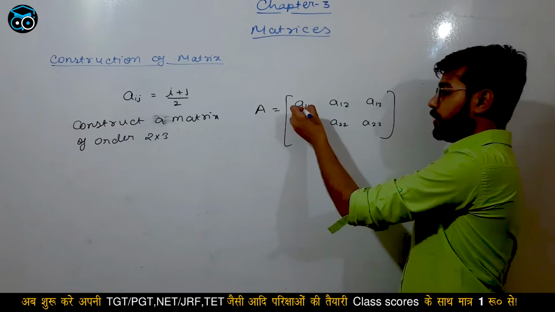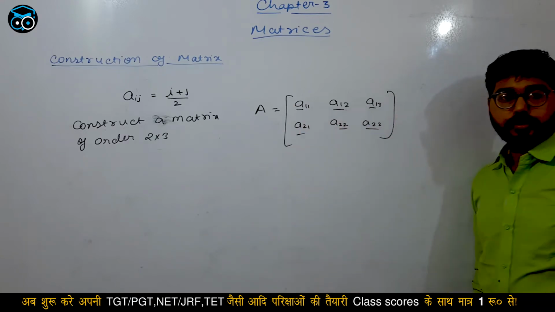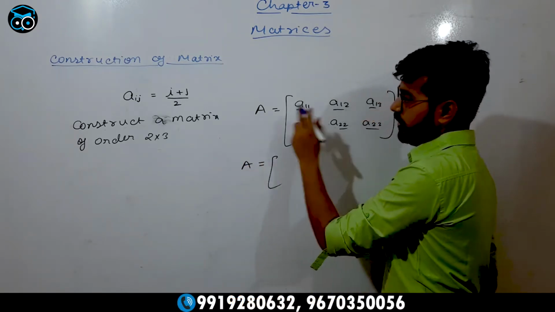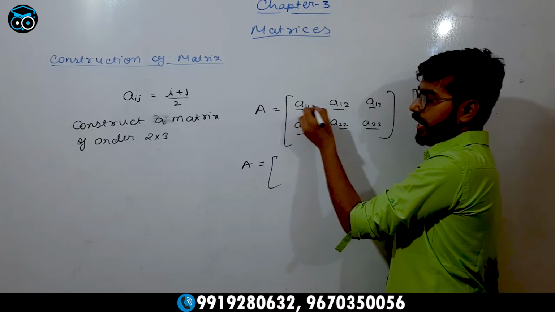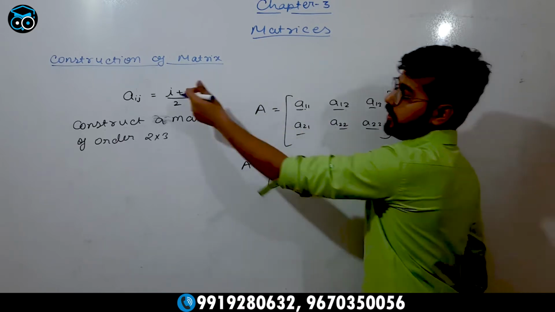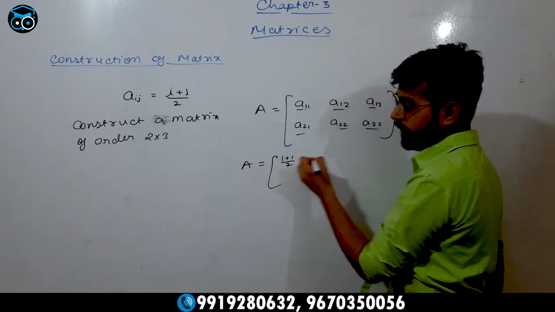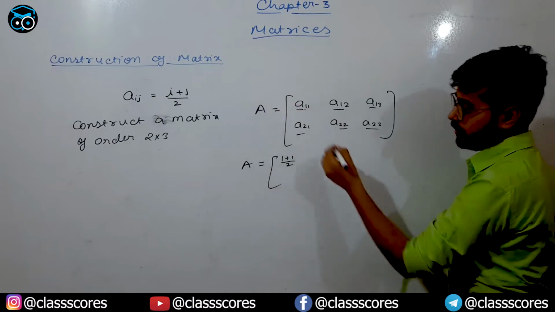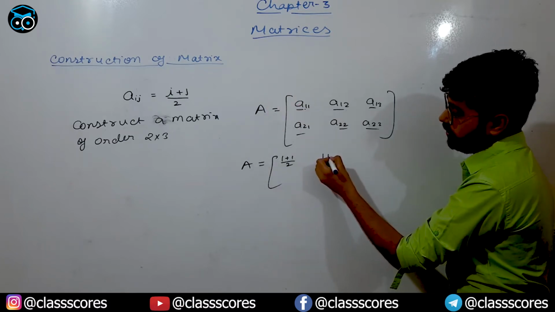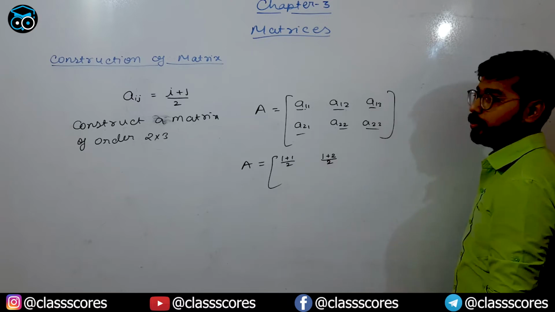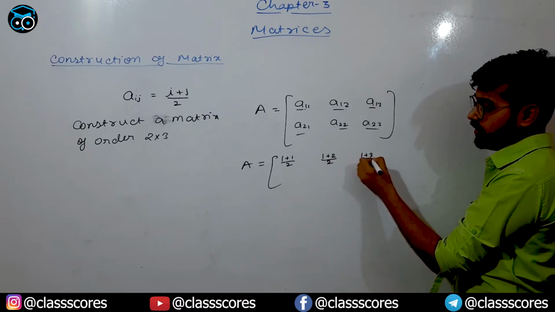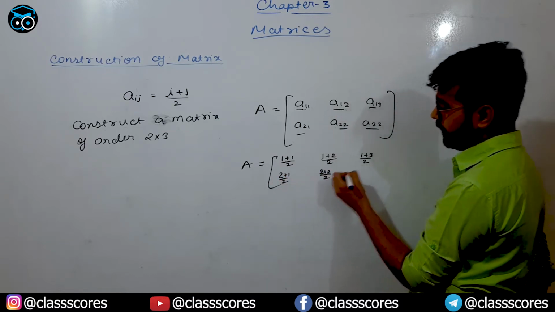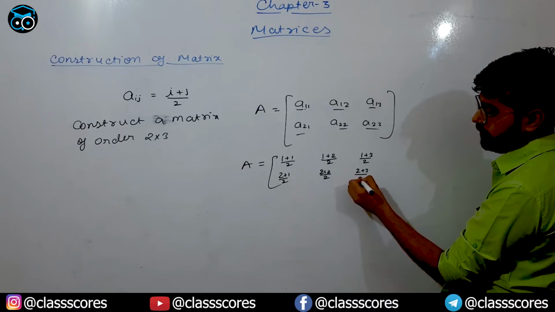Now we need to substitute all the values of these elements, then it will be our required matrix. So for a11, the value of i is 1, the value of j is 1. Substitute, 1 plus 1 divided by 2. Now for this, the value of i is 1, the value of j is 2. Substitute, so it becomes 1 plus 2 divided by 2. Similarly for this one, 1 plus 3 divided by 2. 2 plus 1 divided by 2. 2 plus 2 divided by 2. 2 plus 3 divided by 2.